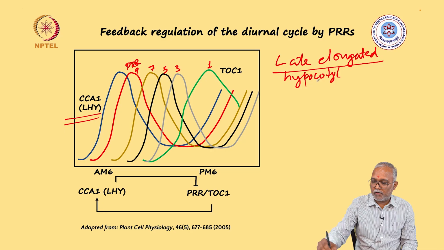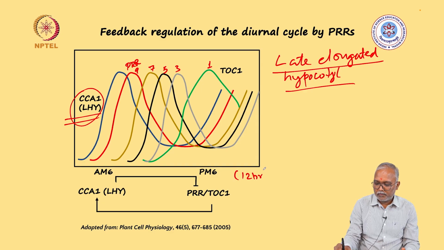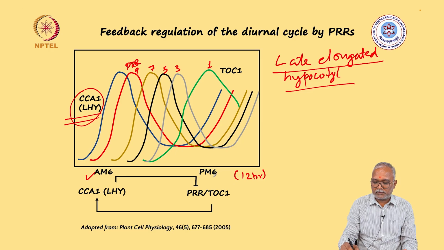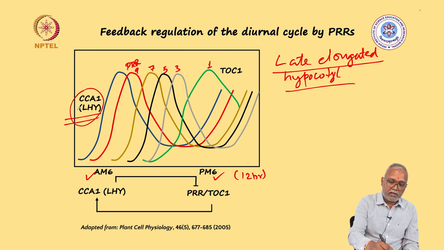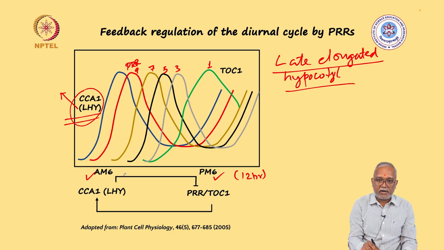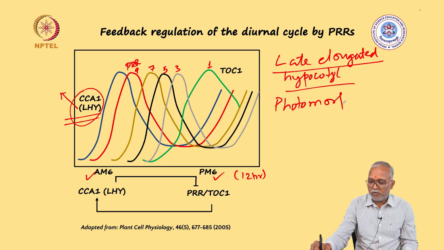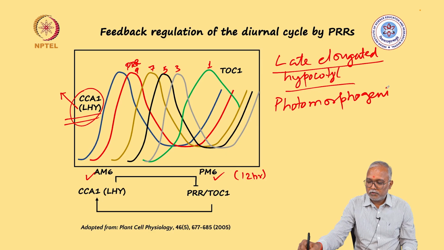So you have the late elongated hypocotyl gene here, and what you notice is that if you compare a 12-hour window of light and dark cycle, this is 6 AM in the morning, this is 6 PM. So you notice how the expression of this late elongated hypocotyl gene is correlated with the light. So you can consider this also to be a gene which may be coupled with the photomorphogenic response, right? Because this is coming up.